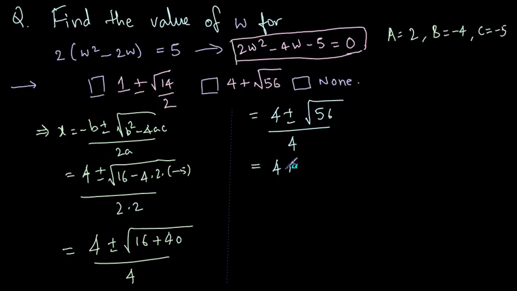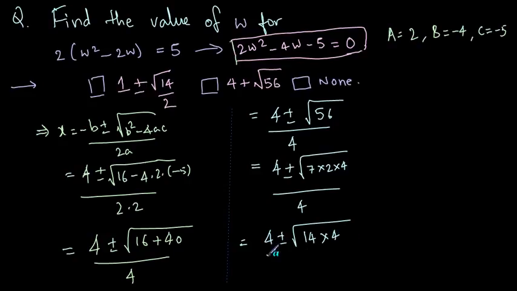Now we have to evaluate it again. 4 plus minus under root of 56. So 7 into 8, 7 8s are 56. And this 8 can be reduced further to 2 into 4. So this can be 7 into 2 into 4 divided by 4. It gives 4 plus minus under root of 7 2s are 14 into 4 divided by 4. You can take this 4 out of the square root.